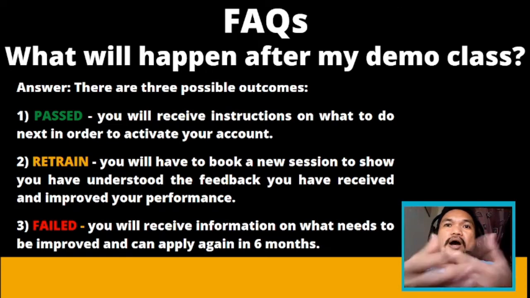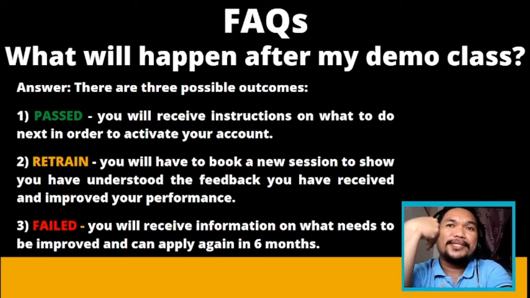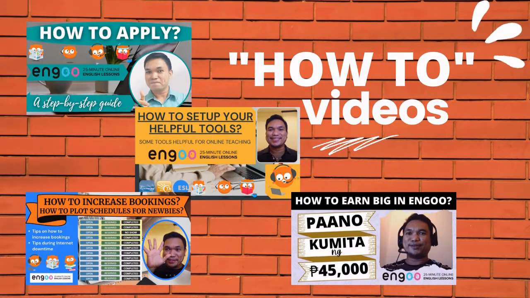Now, there are three outcomes. You have number one, pass, retrain, and failed. Okay.